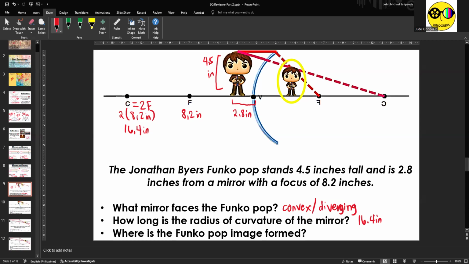Third question, where is the Funko Pop image formed? The Funko Pop image is encircled in yellow. It is formed on the right side, otherwise known as the back part of the mirror.